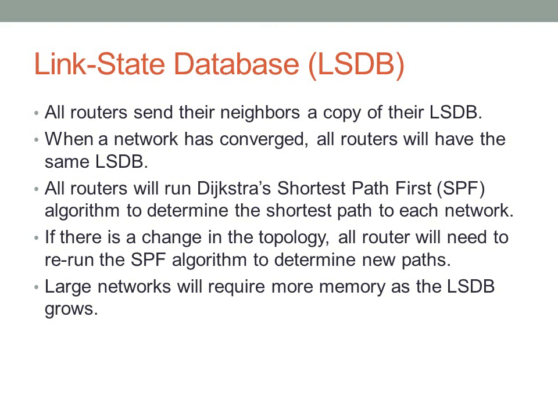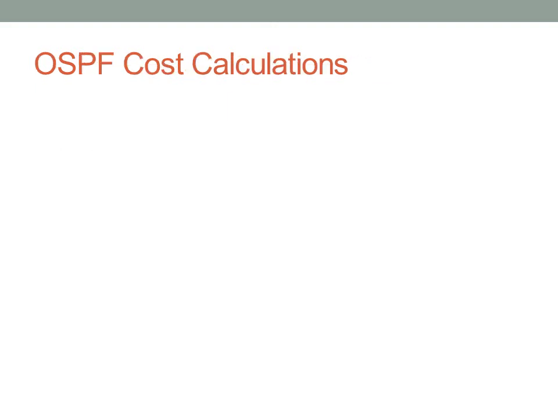All the routers will also run the OSPF algorithm to determine the shortest path to each network. I'm not going to go into the details, but basically it will look at the entire topology of your network to determine what the shortest path is. And then if there's a change in the topology, it'll have to rerun the OSPF algorithm to determine what the new path will be. Large networks have huge link state databases, and so the goal here is to minimize the size of the link state database.